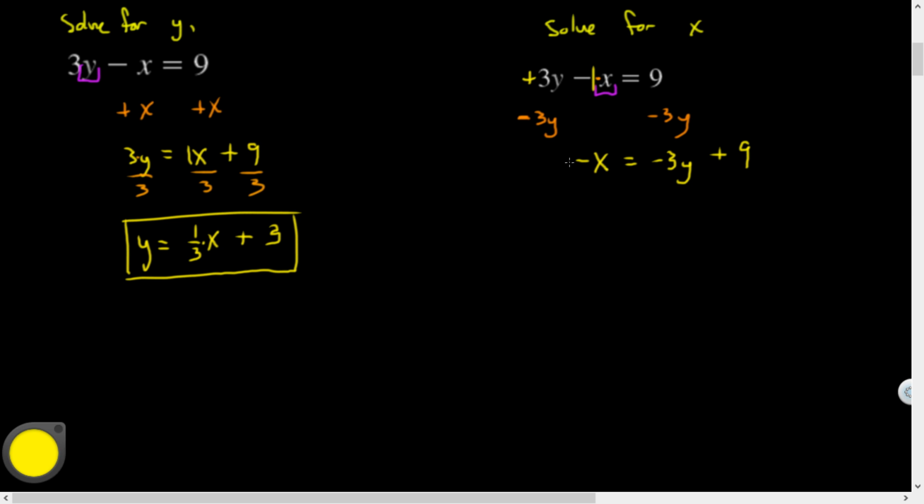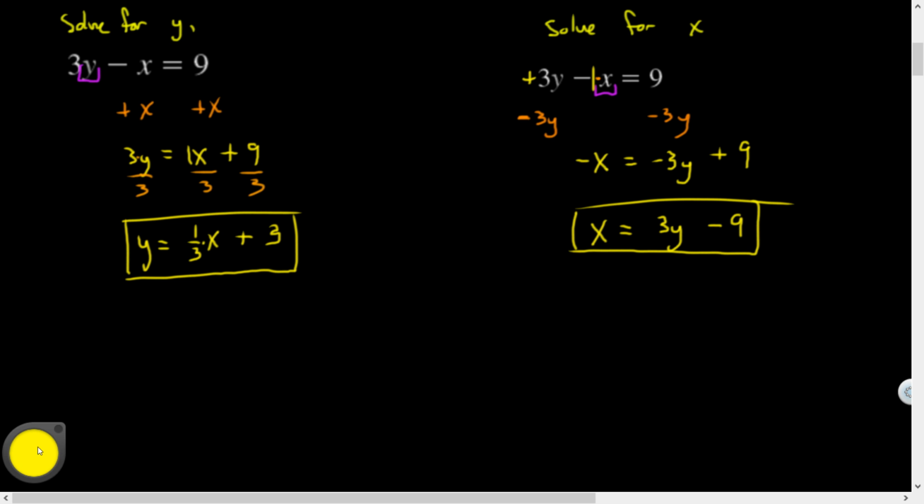Now, let's see. This says that the opposite of x is equal to -3y plus 9. So, therefore, the positive of x must equal positive 3y minus 9. I'm okay if you just go through and opposite everything.